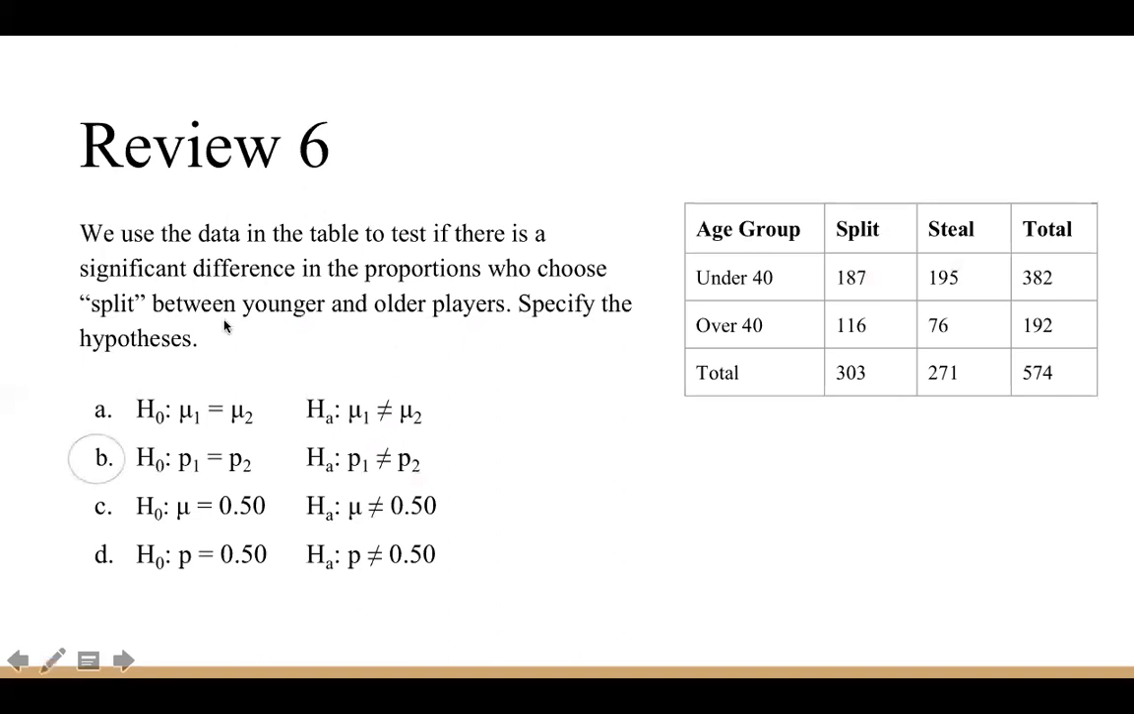Okay, great. B is our answer here. So we're just looking here at the difference in proportions. So we're using the two groups here. So you want to make sure that you don't use 0.50, as maybe if you got confused between the split and steal options, but we're looking at the difference in proportions here, so that's why it's P1 is equal to P2, and the alternative is P1 is not equal to P2. So good job there.